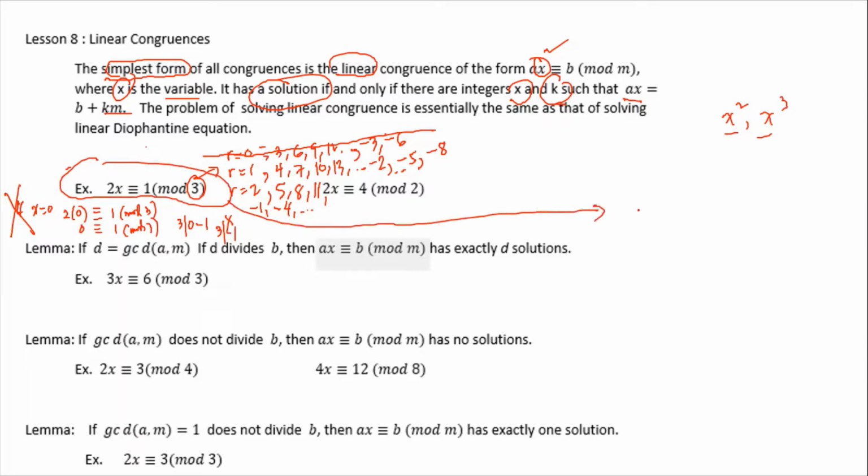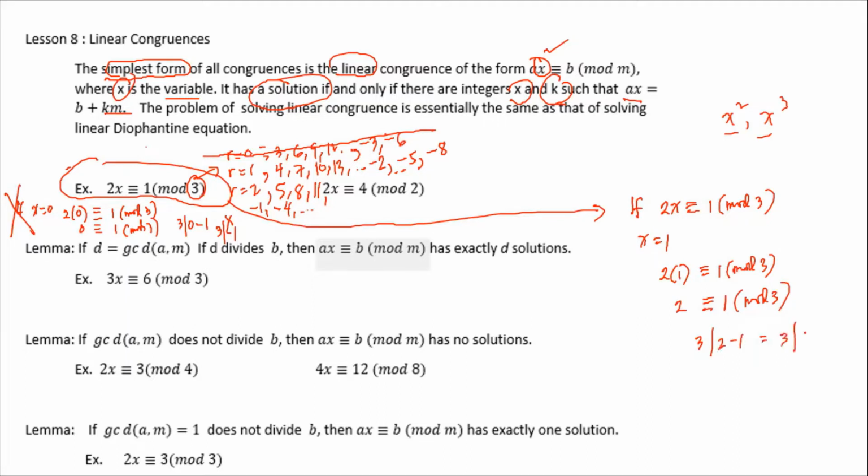Second, 2x is congruent to 1 modulo 3. If x is equal to 1, then you have 2 times 1 congruent to 1 modulo 3. So 2 is congruent to 1 modulo 3. Let's try if it's true. Will 3 divide 2 minus 1? 3 divides 1. This is false also. So that's wrong. So this is not the solution.